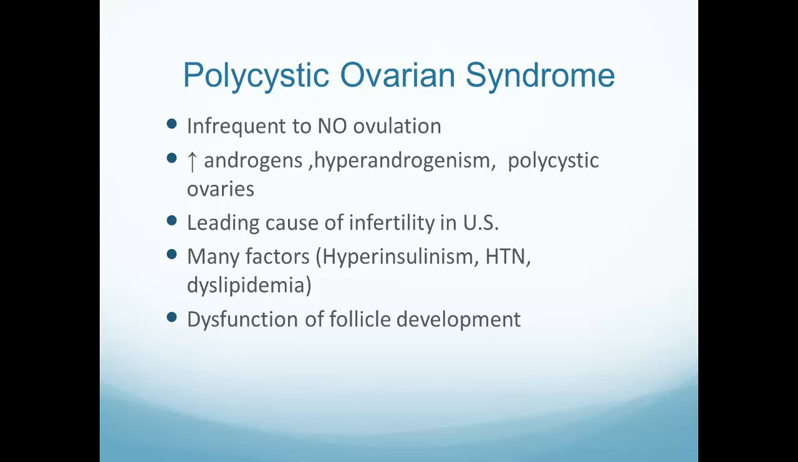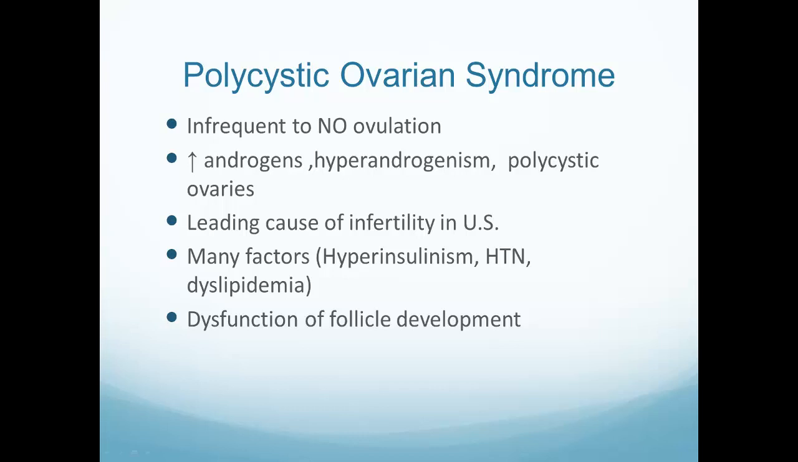Polycystic ovarian syndrome is a situation where there is infrequent or no ovulation going on, and there's these little cysts that are growing on the ovaries. So they're interfering with how the ovaries are able to function and be able to release the egg.